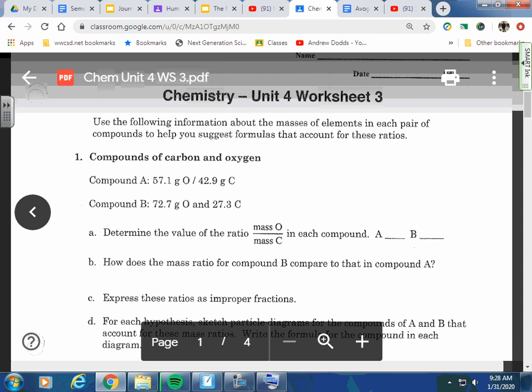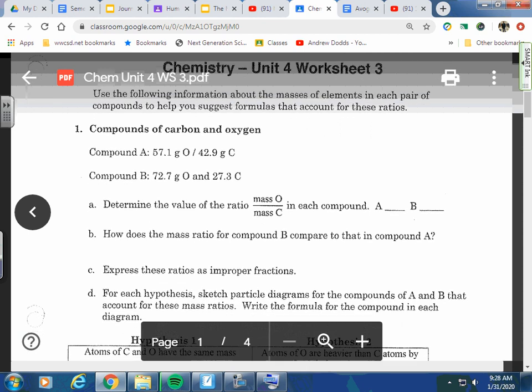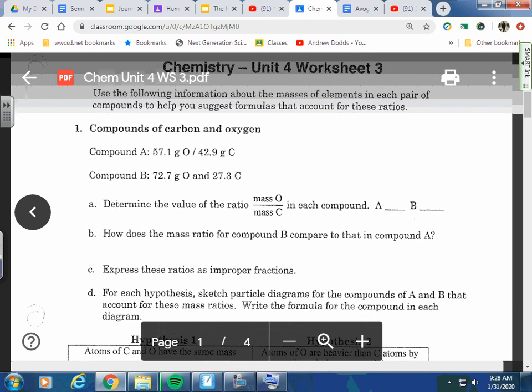And I'm going to pause the video. We're going to finish, and then I'll do the end. But so we had these two compounds. They both contain carbon and oxygen. Compound A has 57.1 grams of oxygen and 42.9 grams of carbon. So we divided that, and we found that that mass ratio is 1.33. On compound B, 72.7 divided by 27.3 grams came out to be a ratio of 2.66.